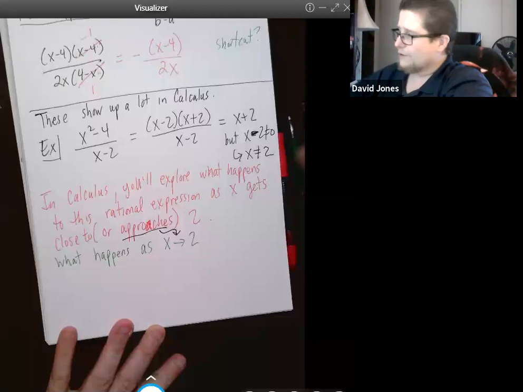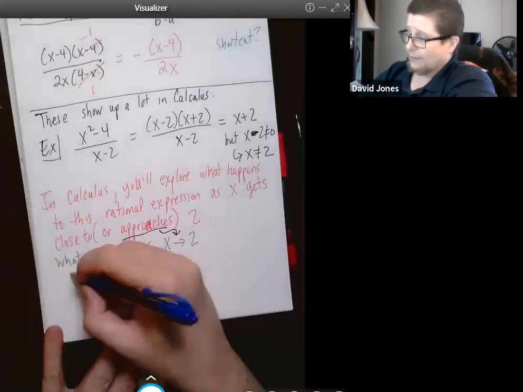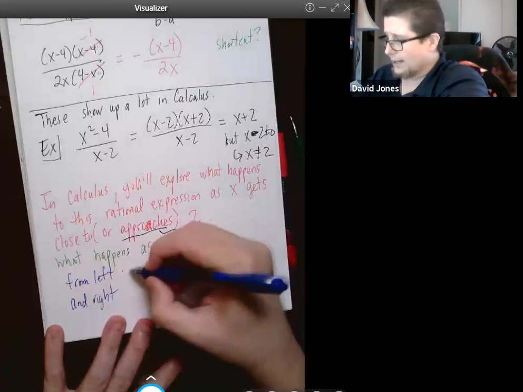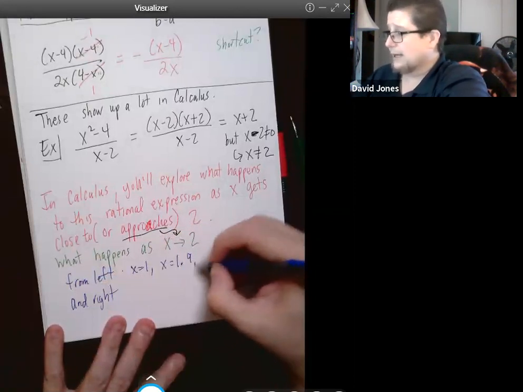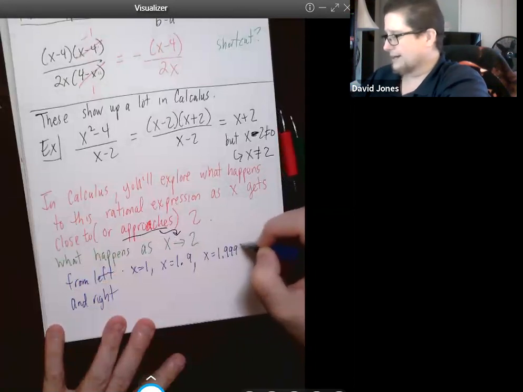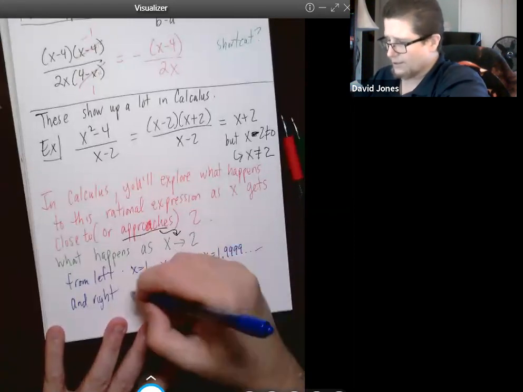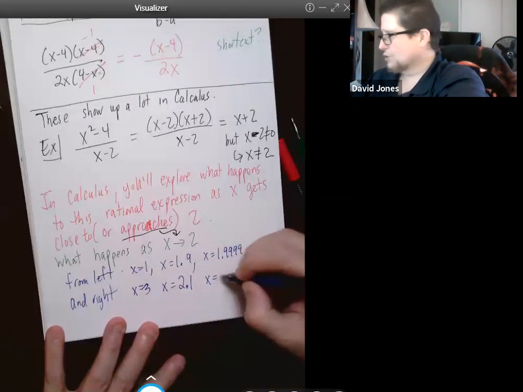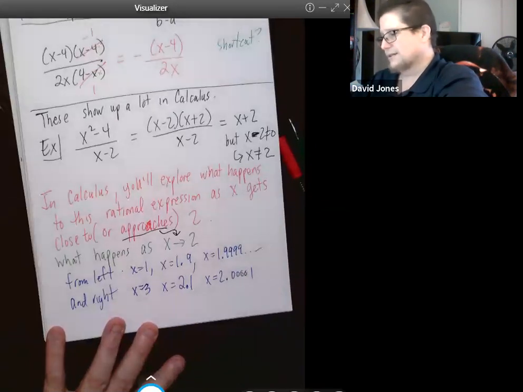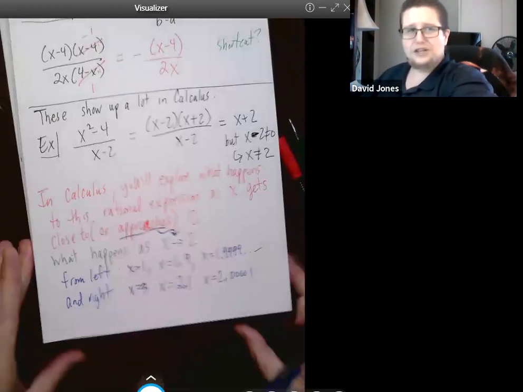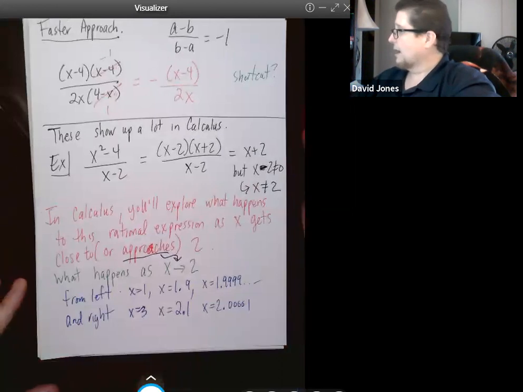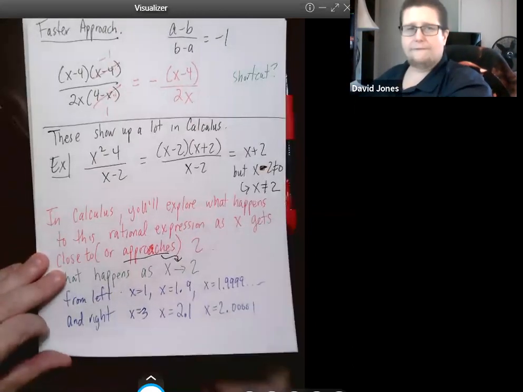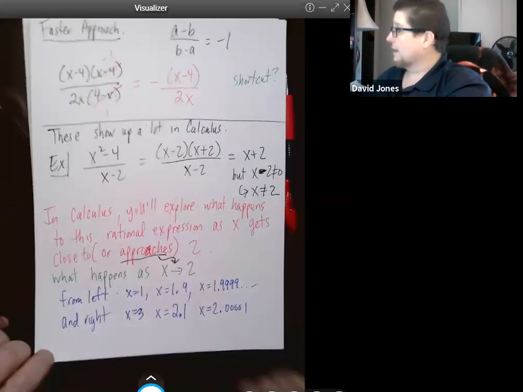And you'll look at it from the left and right. So maybe we start at x equals 1, x equals 1.9, x equals 1.9999999, keep going. Or if we do it from the other way, we could start with x equals 3, get down to 2.1, x equals 2.00001, something like that. We're getting close to the value of 2, but we're not at 2. And that's what you'll explore in calculus. Good stuff. Okay. But there is a reason to be comfortable with these rational expressions and canceling stuff out.